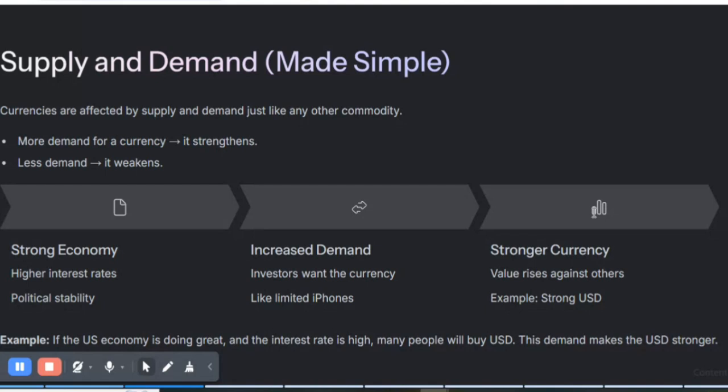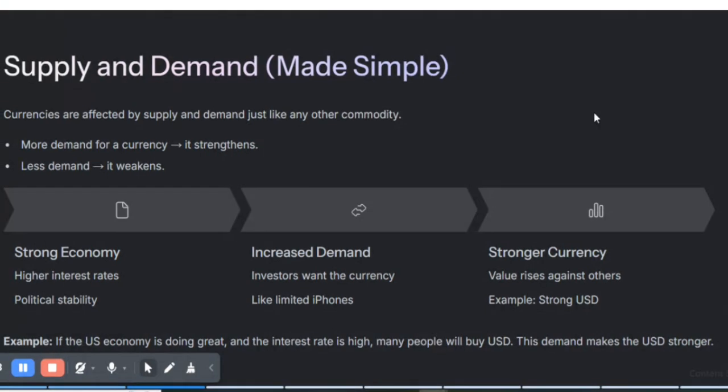Why? Because they'll be getting more interest based on their investment, right? For example, if the US economy is doing great and the interest rate is very high, right, many people will want to buy what?